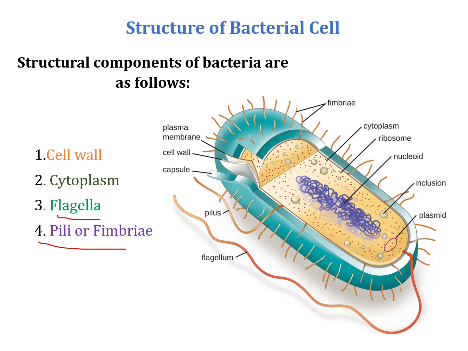So you can see here in this structure, first there is a plasma membrane, then the cell wall, sorry, the capsule, okay, then fimbriae, cytoplasm, ribosome, nucleoid, inclusion bodies, plasmid, and this is a flagellum and pilus. Right.